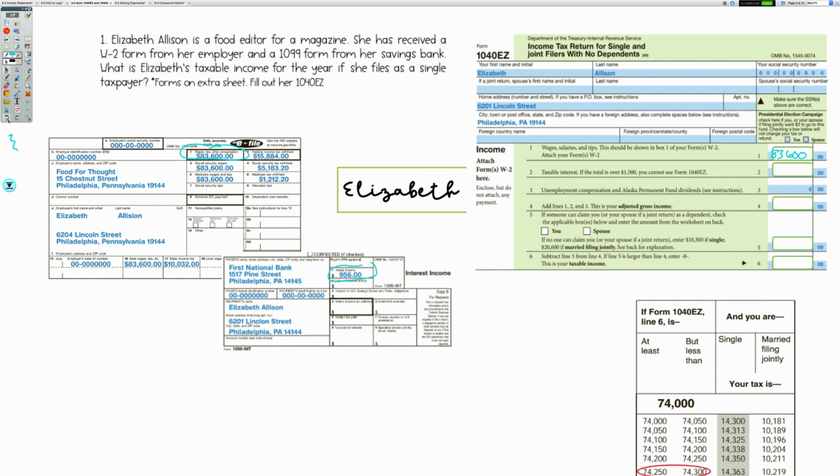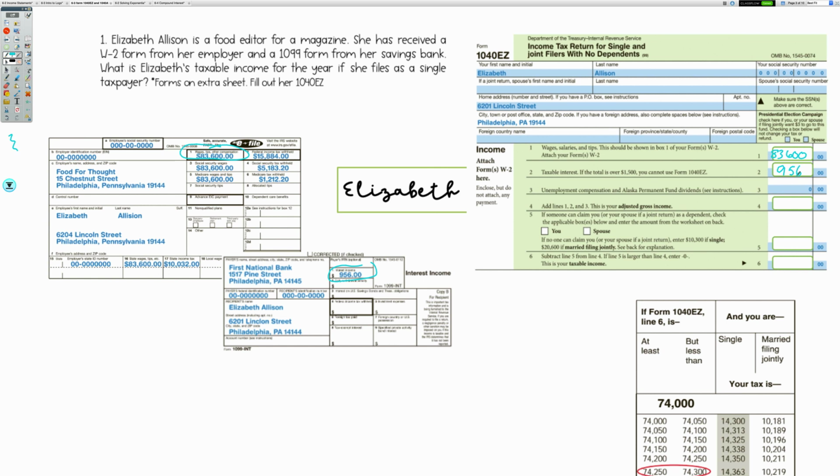All right, so that's 956 according to her 1099. Good job. This is the green on Elizabeth's. Alrighty, line 3 is unemployment, or apparently Alaska gets some kind of dividends, but it didn't say anything about that, so that's going to be 0.